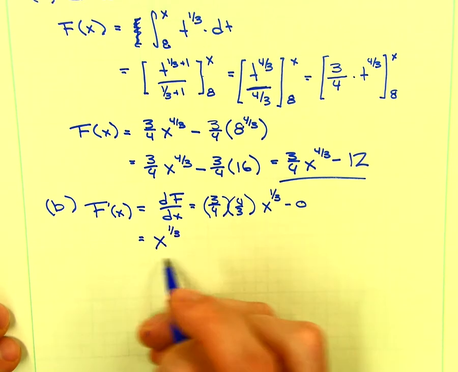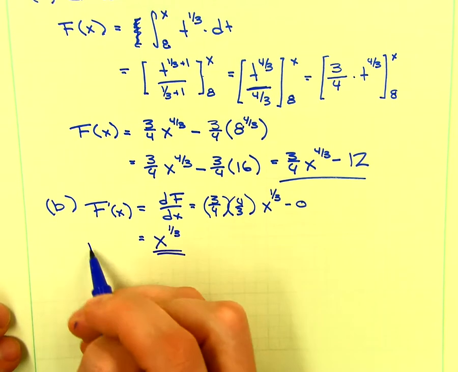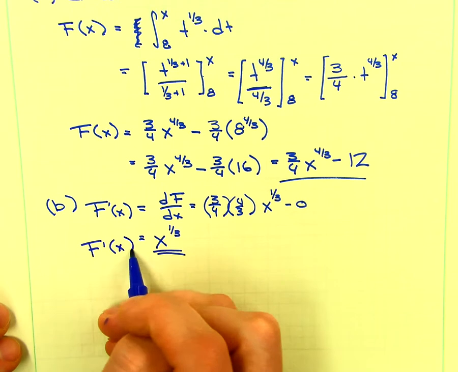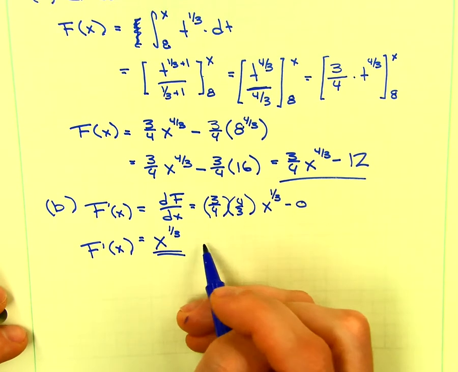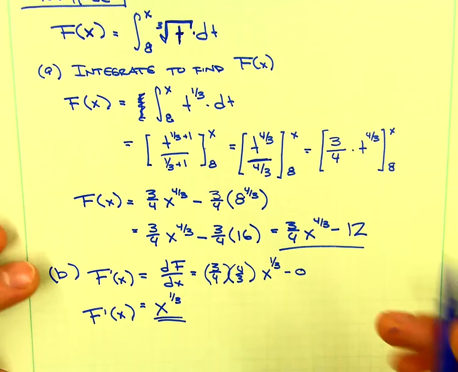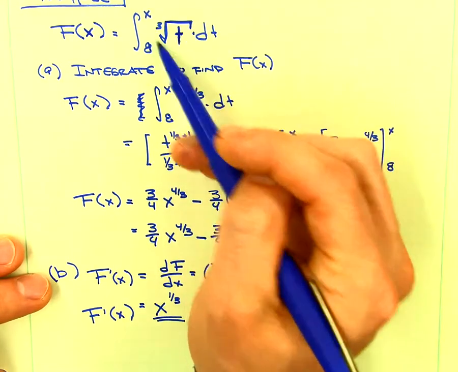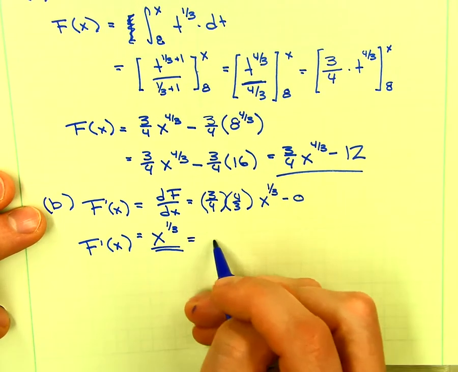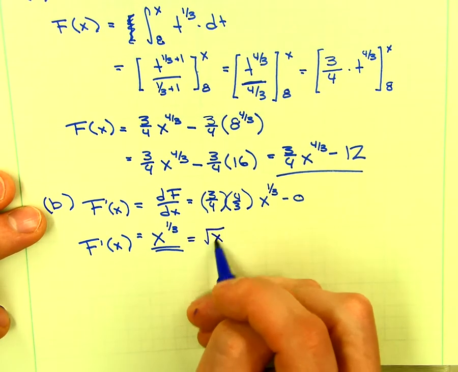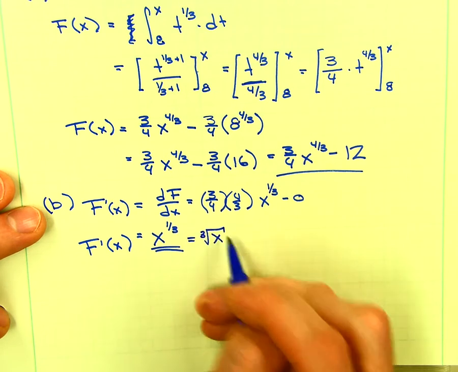And sure enough, what I find is that f prime of x is equal to x to the 1/3, which is 100% equal to f of x, small f of x, which is going to be t to the 1/3 power right here. Okay, so I sort of just proved to myself that the second fundamental theorem of calculus holds.